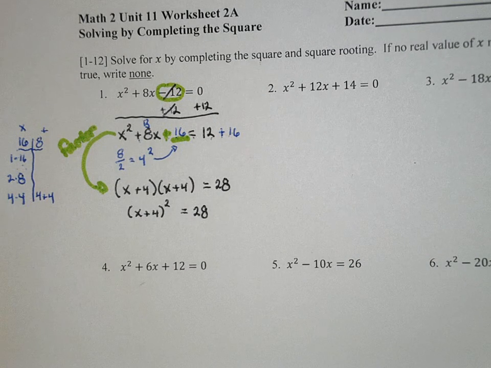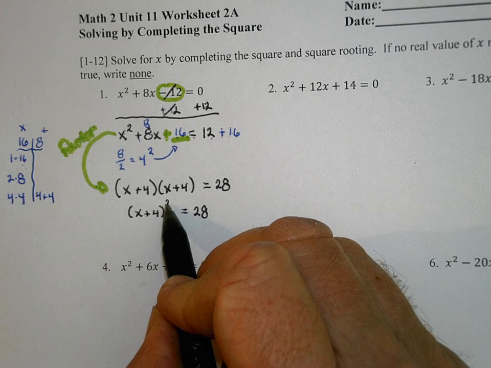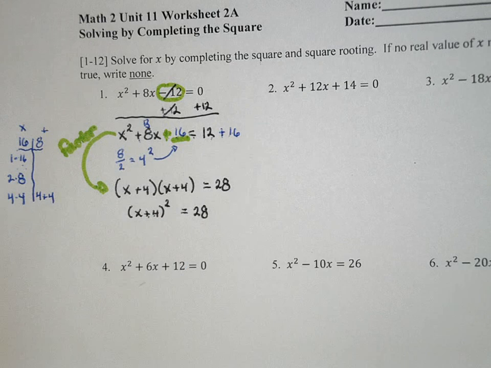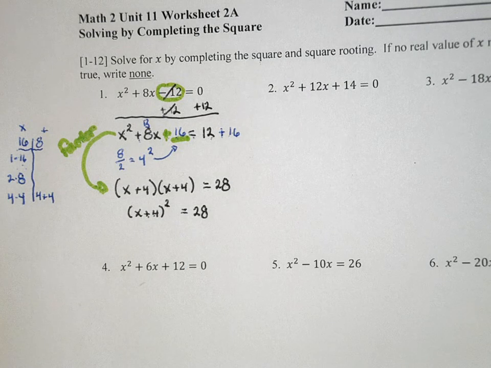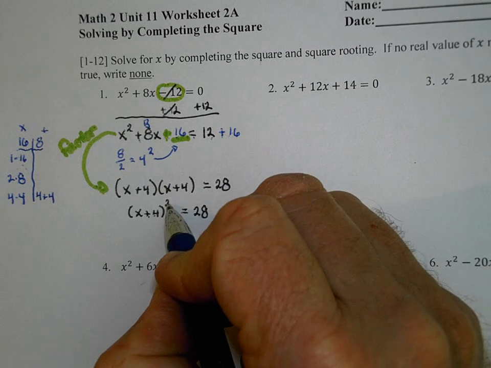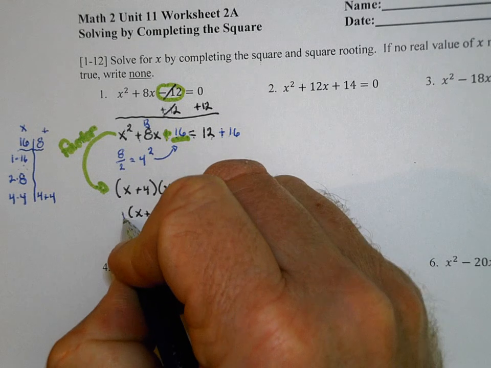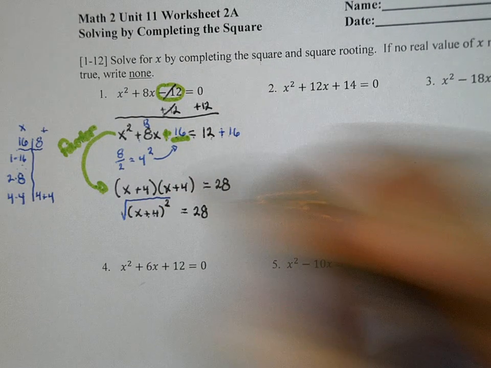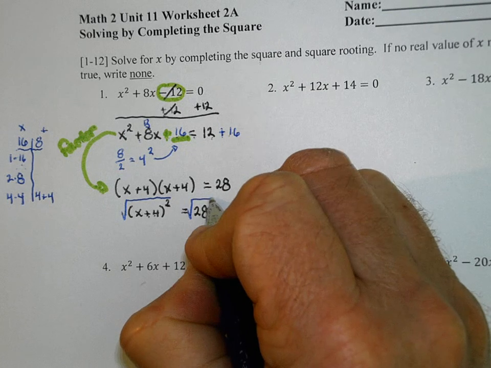Okay, and then at this point we want to solve for x. We want to isolate the x. The way we isolate the x is we're going to systematically get rid of the 2, and then systematically get rid of the positive 4. First of all, how do you get rid of a power of 2? Well, you do the opposite math operation, which is the square root. So we're going to square root both sides of the equation.